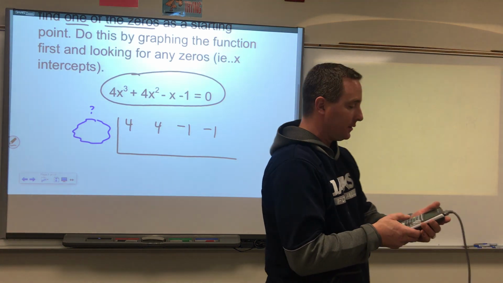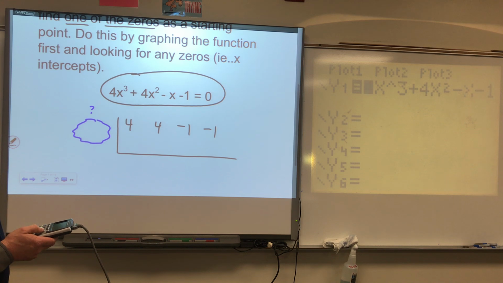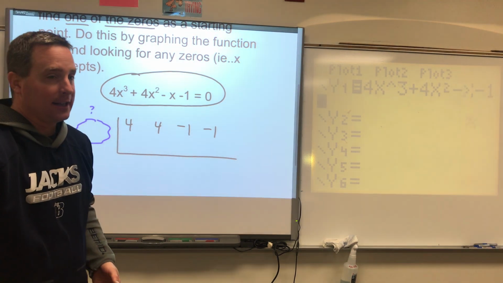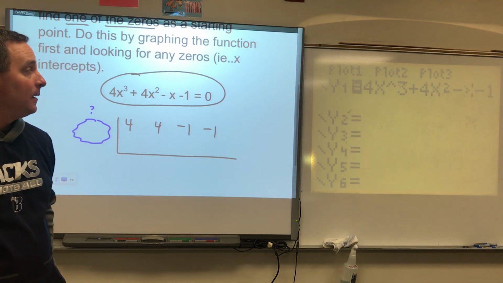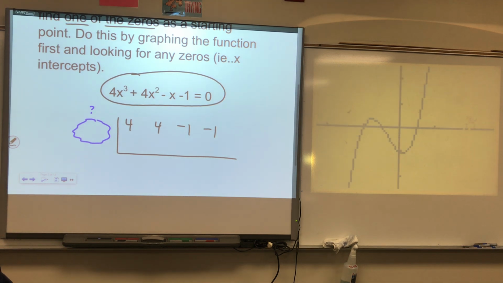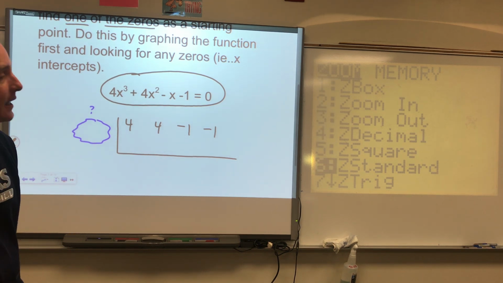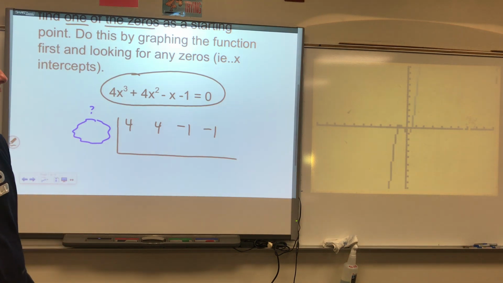So here we go. Let's try this. I'm going to go to y equals, and I think I have this on here, 4x cubed plus 4x squared minus x minus 1. So take a second here, get your calculator, type that equation in, and then graph it. Oops, and I'm going to press zoom, and I'm going to hit number 6. Remember, zoom 6 resets your calculator to the normal 10 by 10 window, and it's going to look something like that.